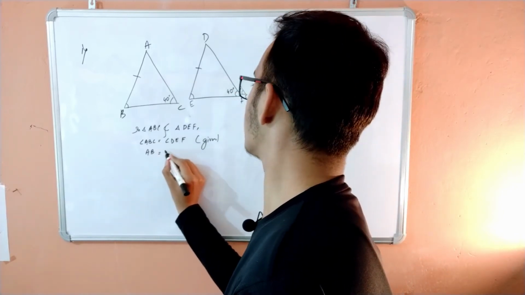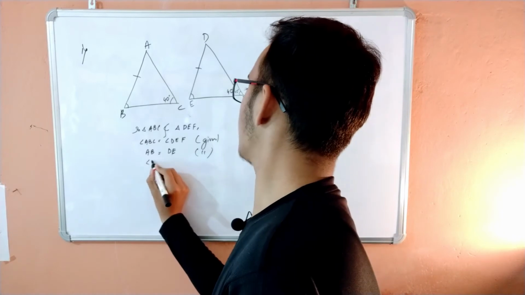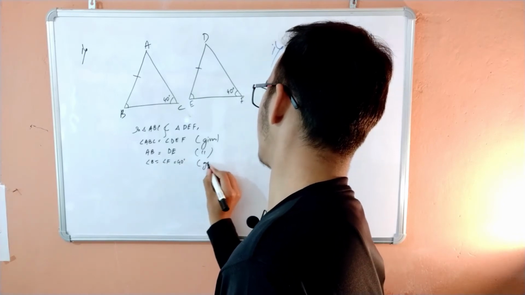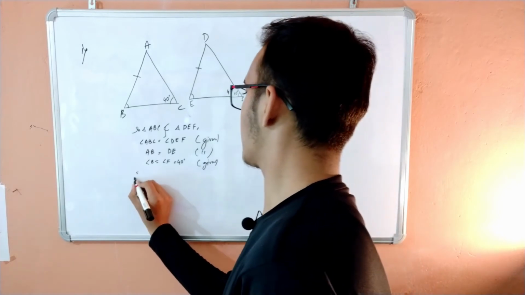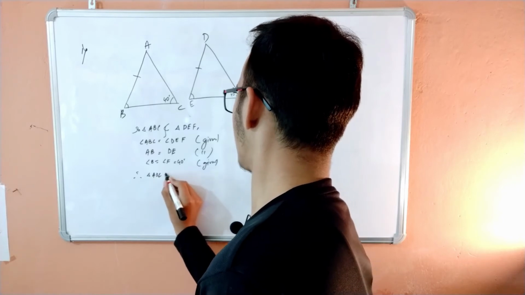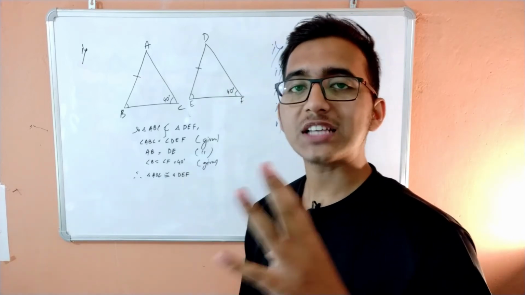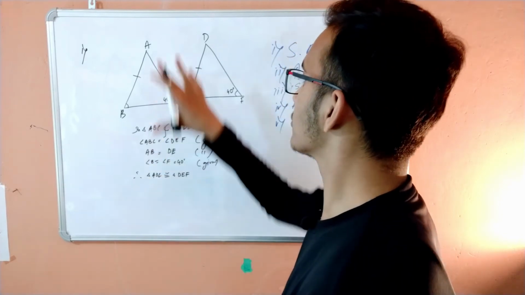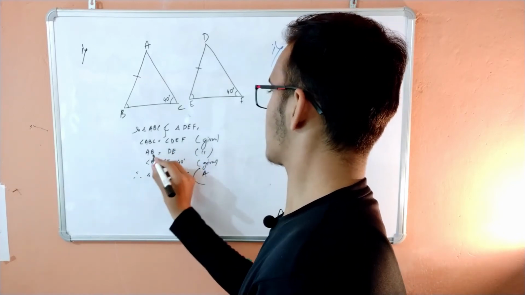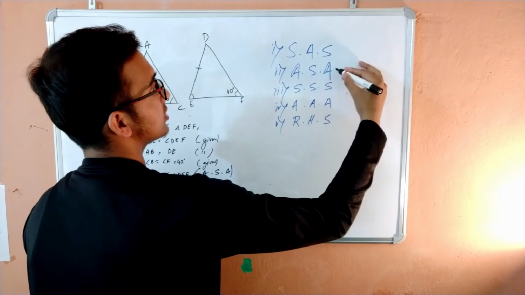AB is equal to DE. This is also given. Now, angle C equals angle F equals 40 degrees, again given. So I will write, therefore triangle ABC is congruent to triangle DEF. So this is how you prove congruency. Understood? And the reason that you are going to write is angle side angle, ASA congruency.